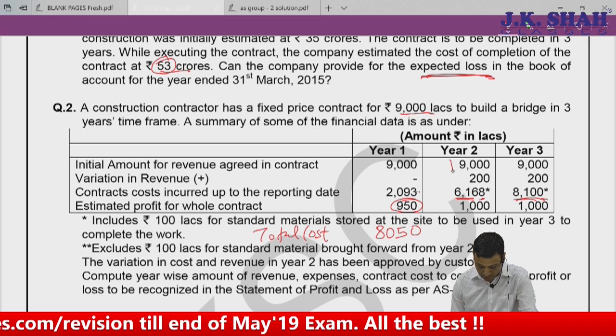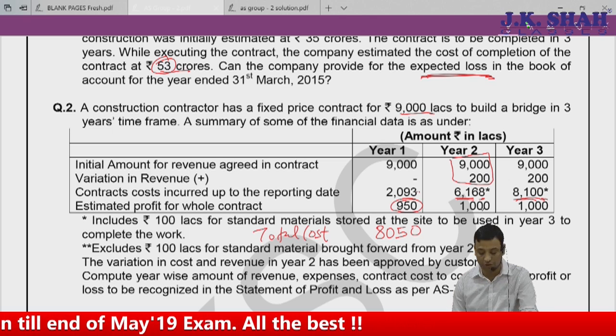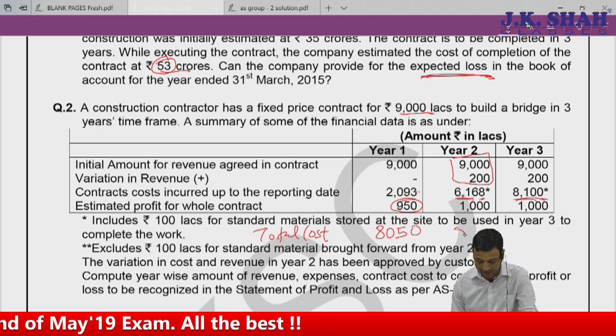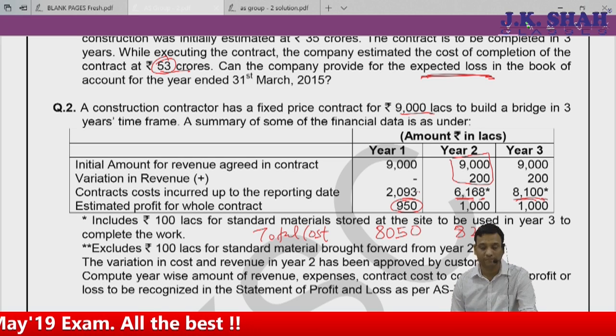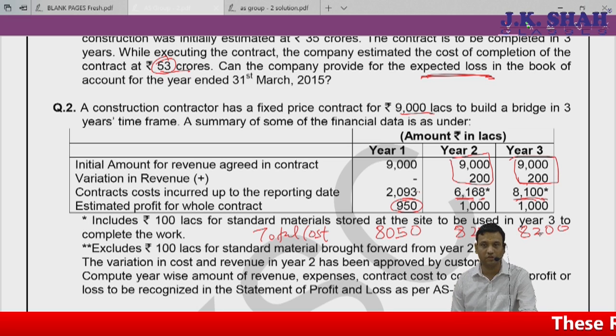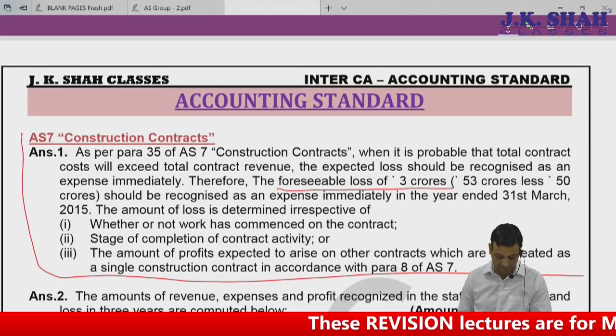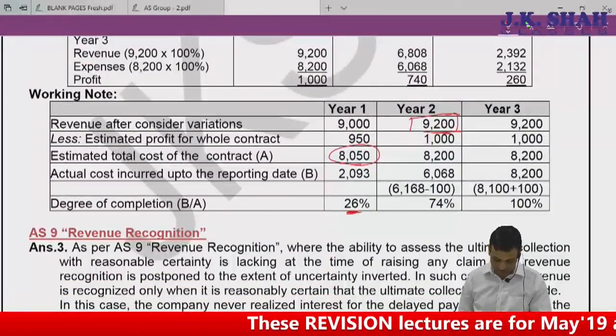Here if you look properly, your total revenue is 9,200. Estimated profit is 1,000. So can I say 8,200? Your total revenue is 9,200. Profit is 1,000. So again 8,200 is nothing but my total cost. Once I get my total cost, I can easily find out cost incurred till date divided by total cost. I will get percentage of completion, and then the way we completed example 1, we can go the same way.